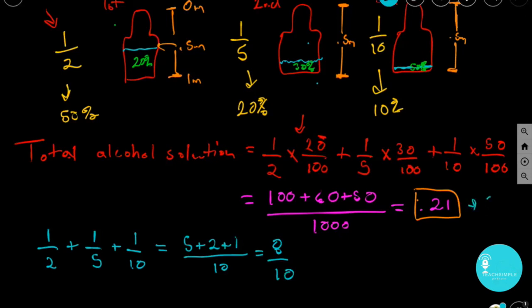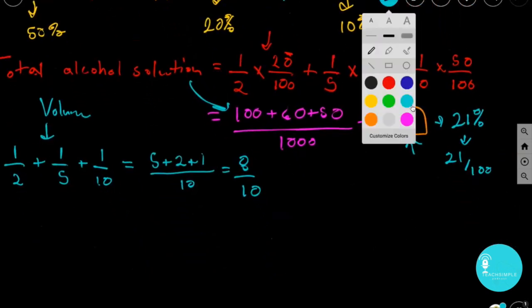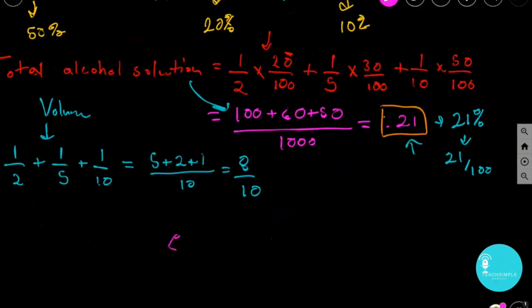Because this is 0.21, we can rewrite it as a fraction, 21/100, because we want to figure out how much of that content is in that volume. So this is my volume, and this is my alcohol content. That's what this number is here. We're going to take the alcohol content and divide it by the volume, and that's going to give me my concentration.